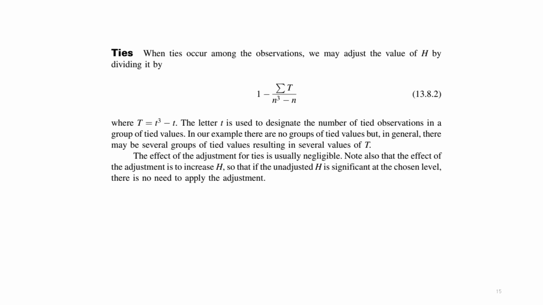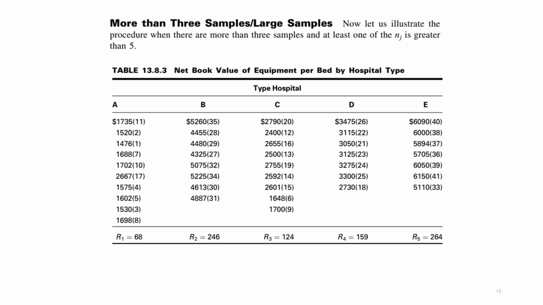What if we have a tied value? When ties occur among observations, we may adjust the value of H by dividing it by this term. Here T is equal to t cubed minus t, where the letter t designates the number of tied observations in a group of tied values. In our example, there are no groups of ties, so you don't have to worry about it. Okay, that's the Kruskal-Wallis test.